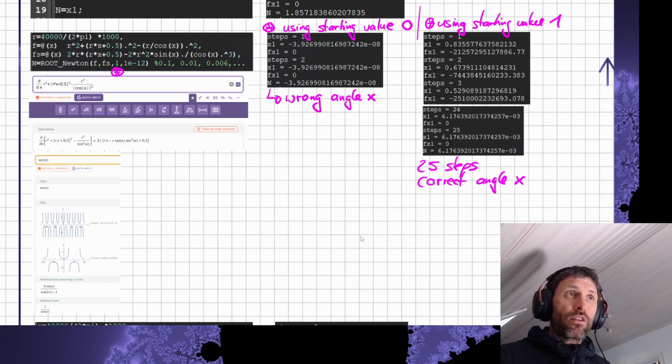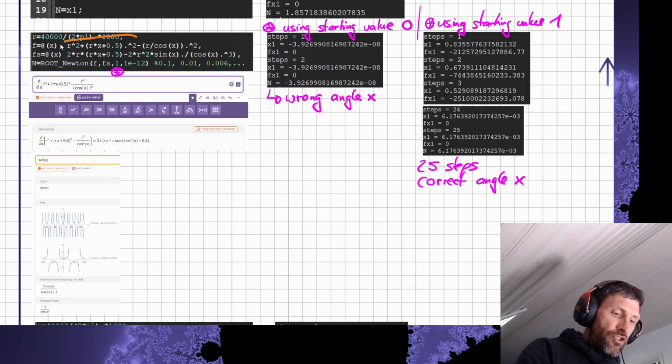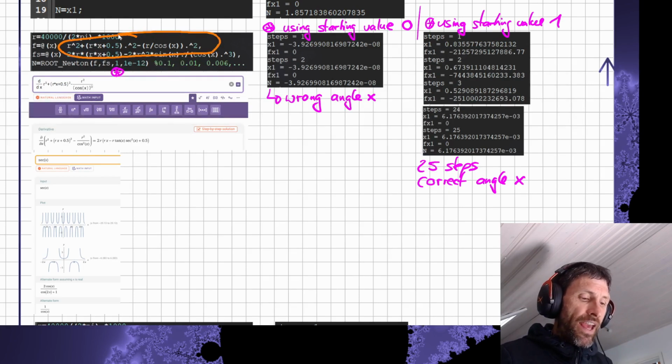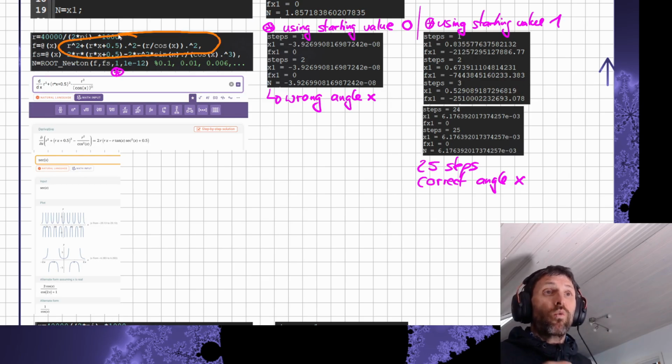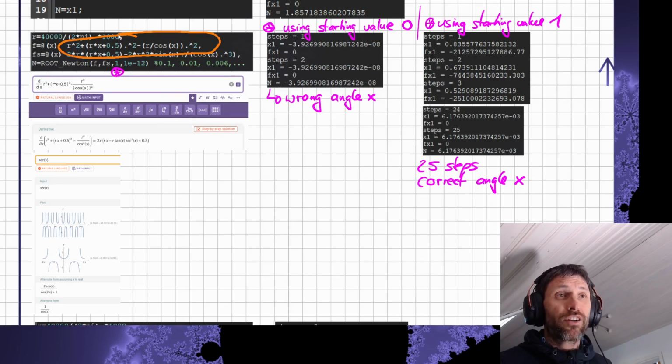Next example, rope around the earth. We have the function r squared plus rx plus a half, and that's squared, minus r divided by cosine x, and square that. What do we need? On top to the function we need the derivative. So what's the derivative with respect of x of that function?